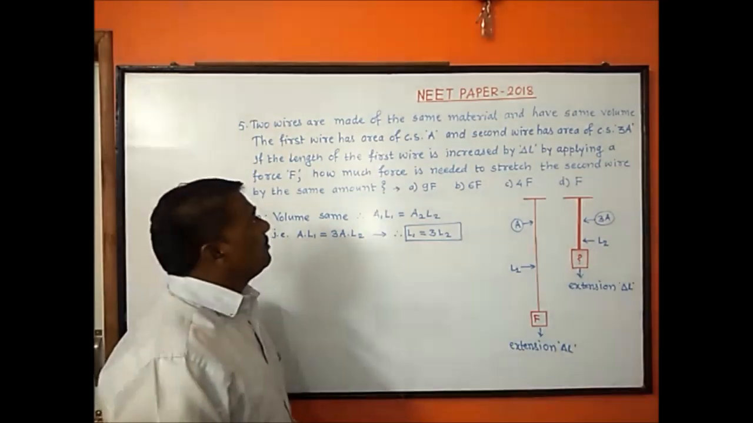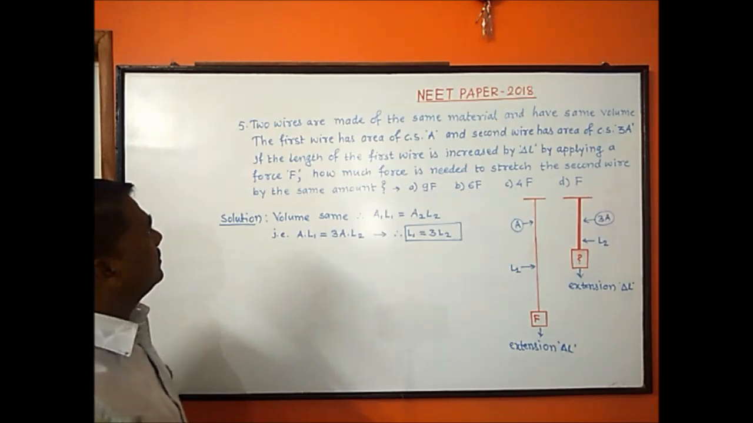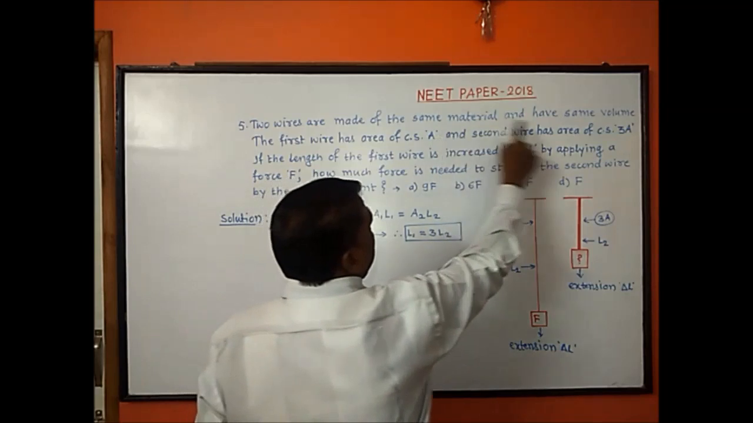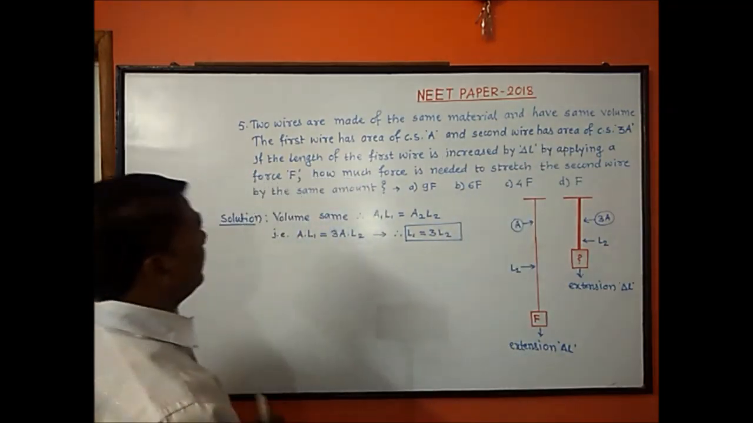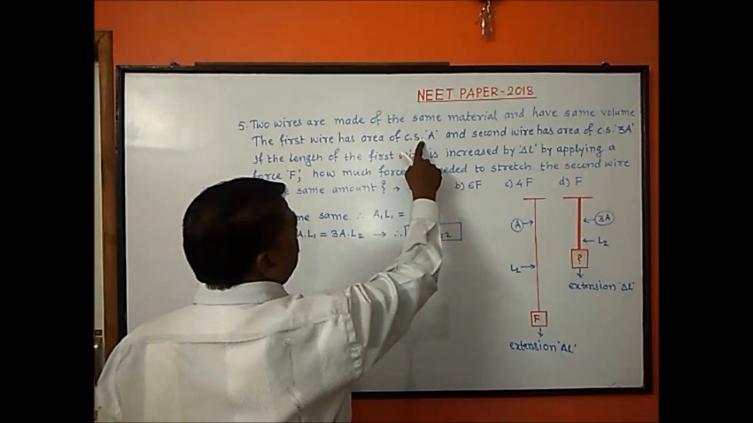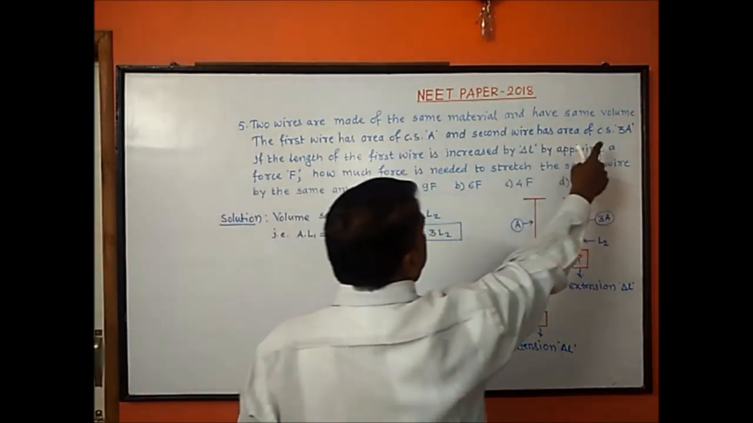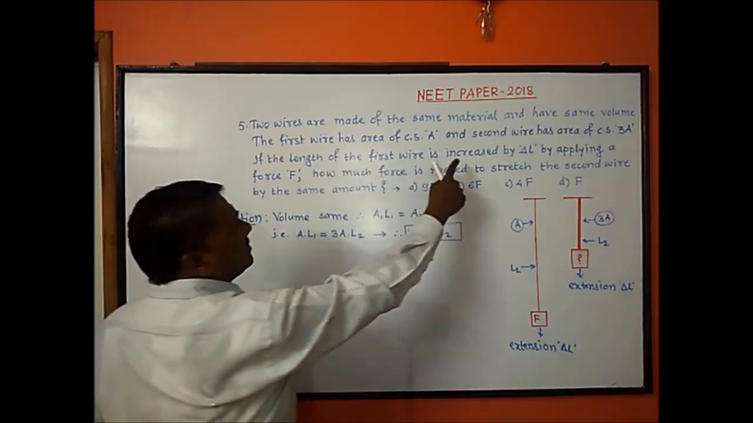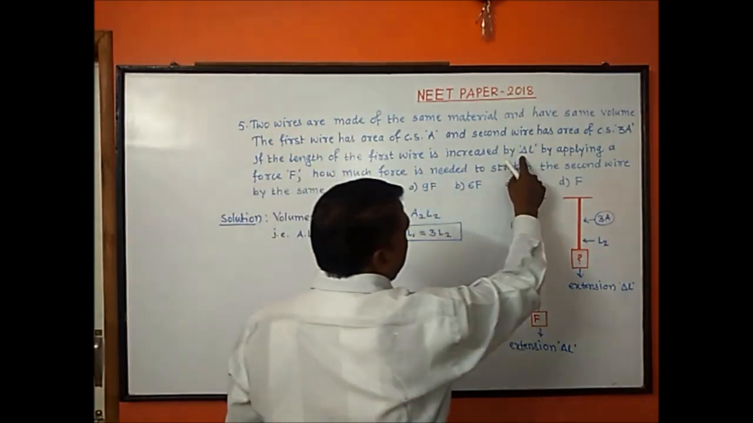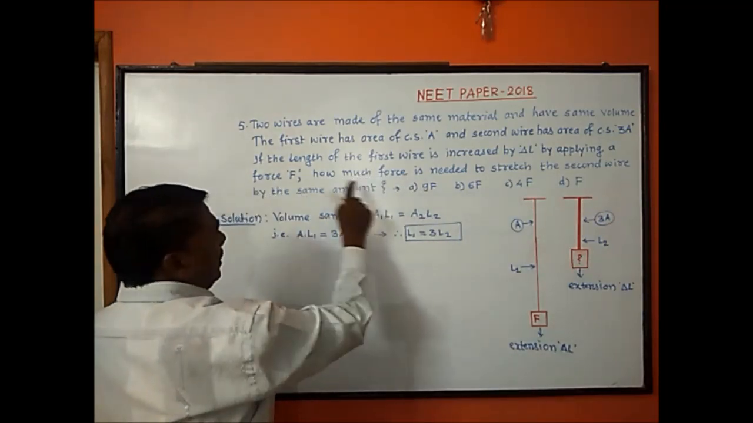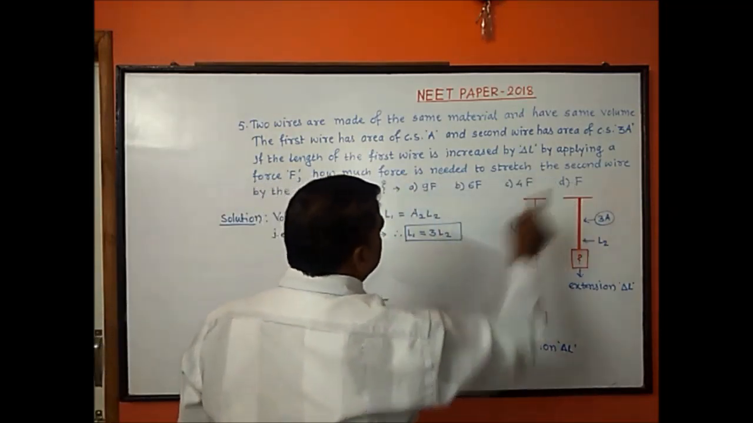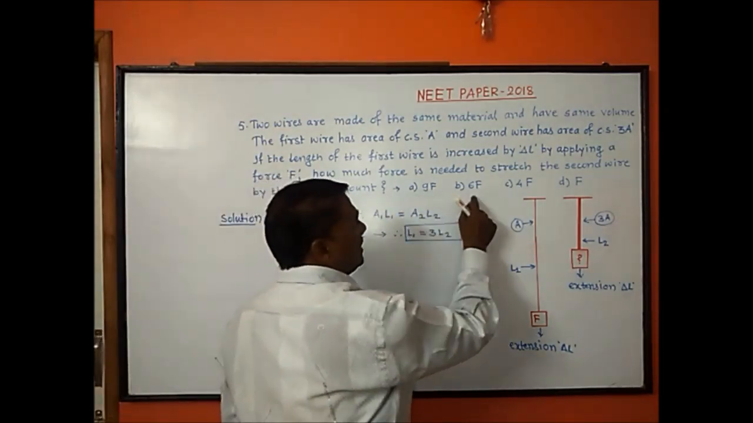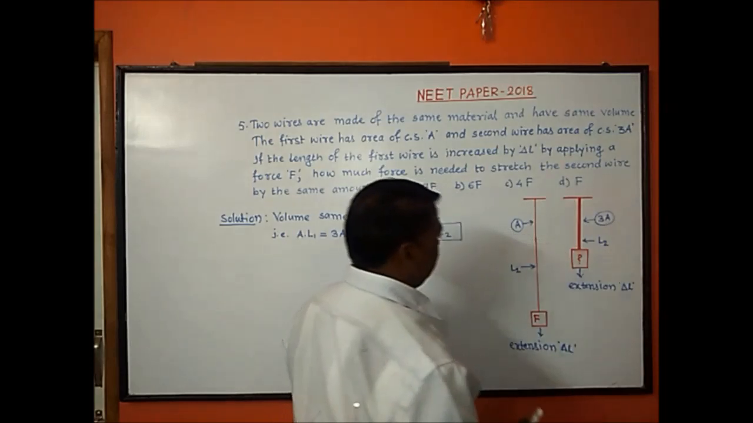Okay students, now the fifth example in this question paper. See, two wires are made of the same material and have the same volume. The first wire has area of cross section A and the second wire has area of cross section 3A. If the length of the first wire is increased by delta L by applying a force F, how much force is needed to stretch the second wire by the same amount? Options given are 9F, 6F, 4F and F.